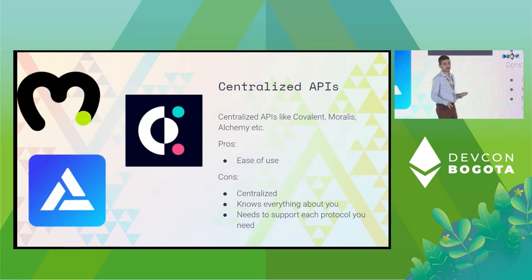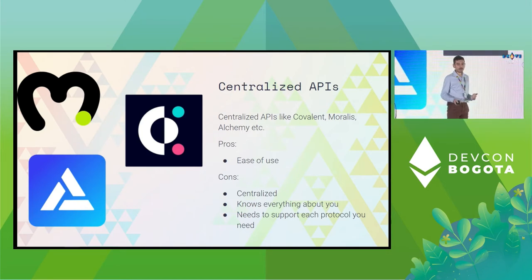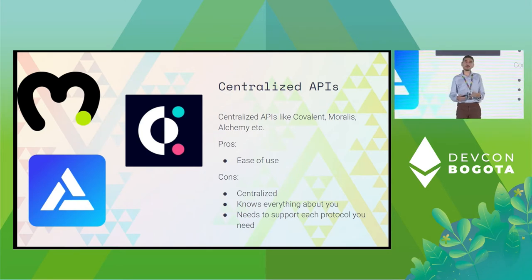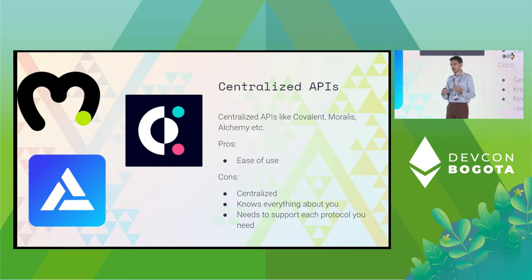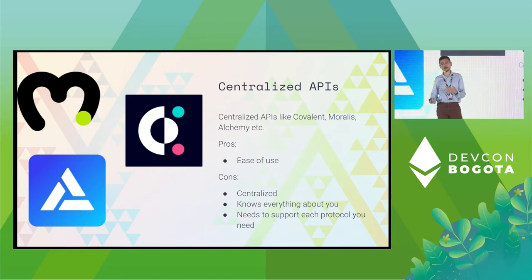And there are other centralized APIs like Covalent, Moralis, and Alchemy. They're easy to use. They have pretty cool APIs which can decode transactions and give you all the transactions, but the same concerns as Etherscan apply. It's centralized, it knows everything about you, it's proprietary, so you cannot extend it. It's not modular at all.